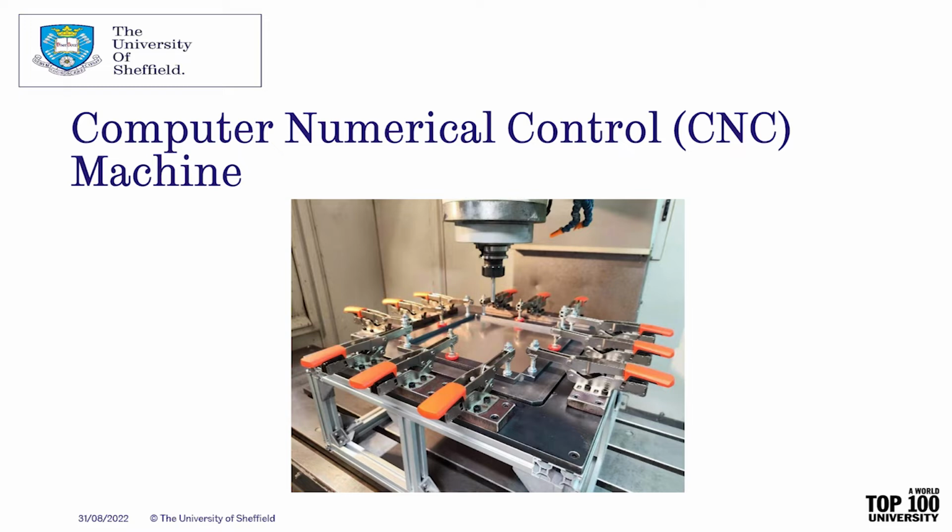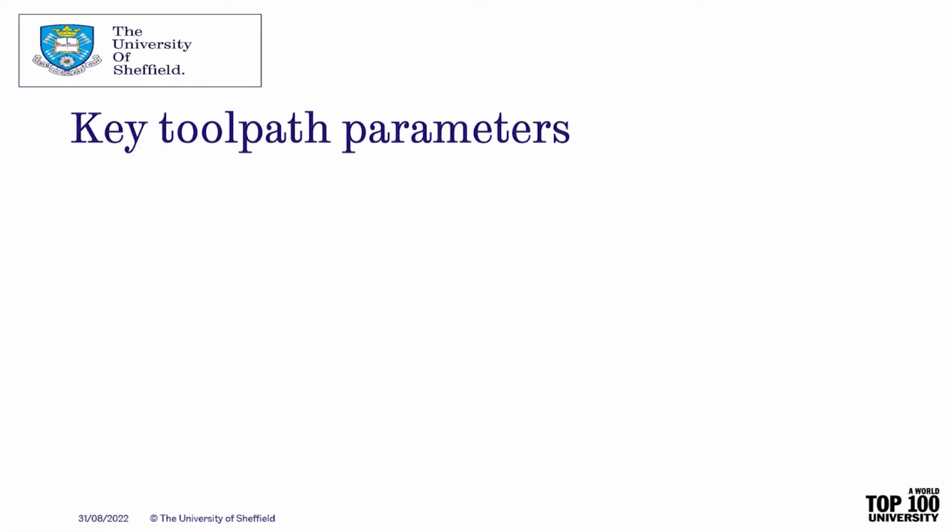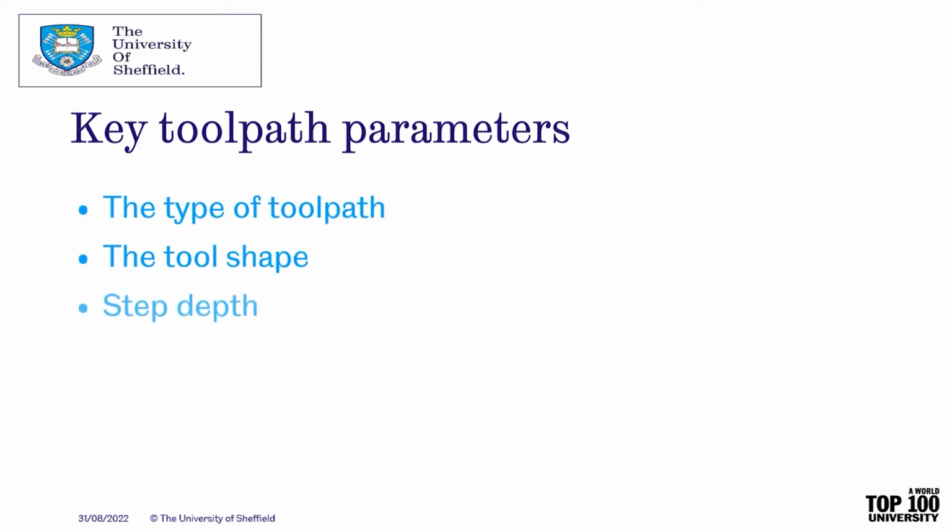The aim for a toolpath is to produce a part with the best surface finish in the shortest time possible. To achieve this, it is necessary to understand the key toolpath parameters and how they affect the formed part. Key toolpath parameters include the type of toolpath, the tool shape, step depth, scallop height, and tool feed rate.